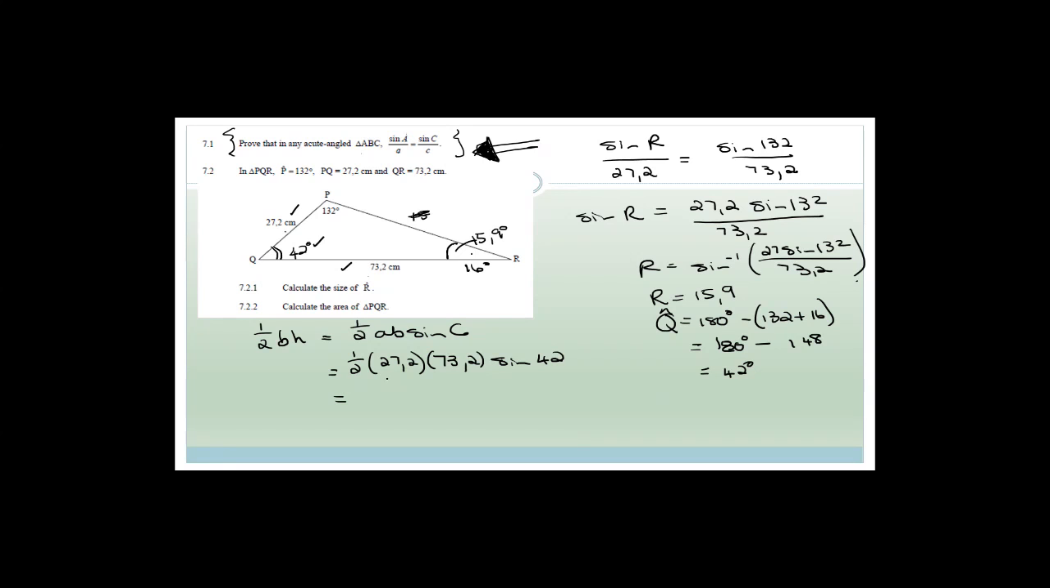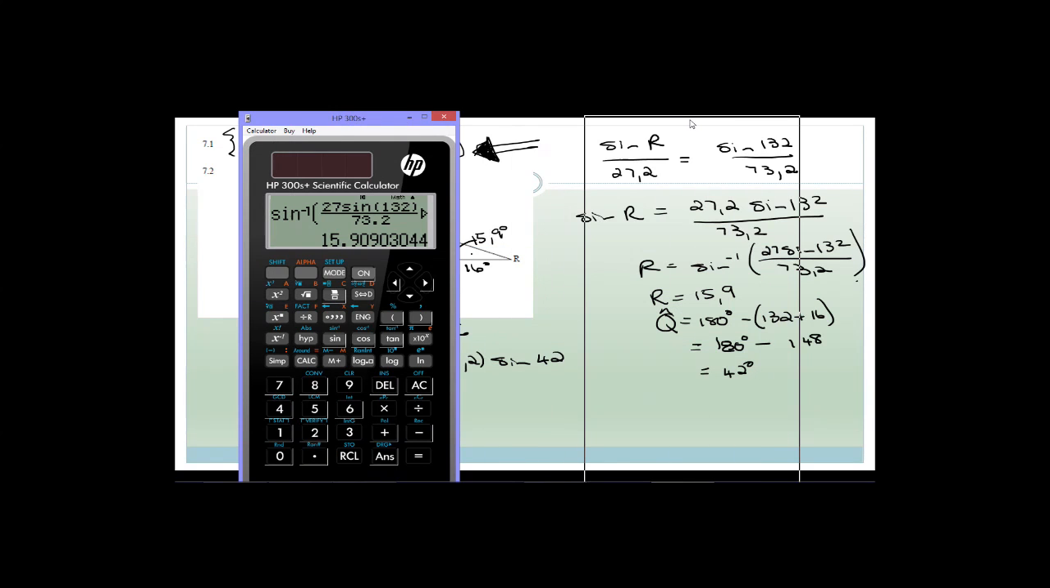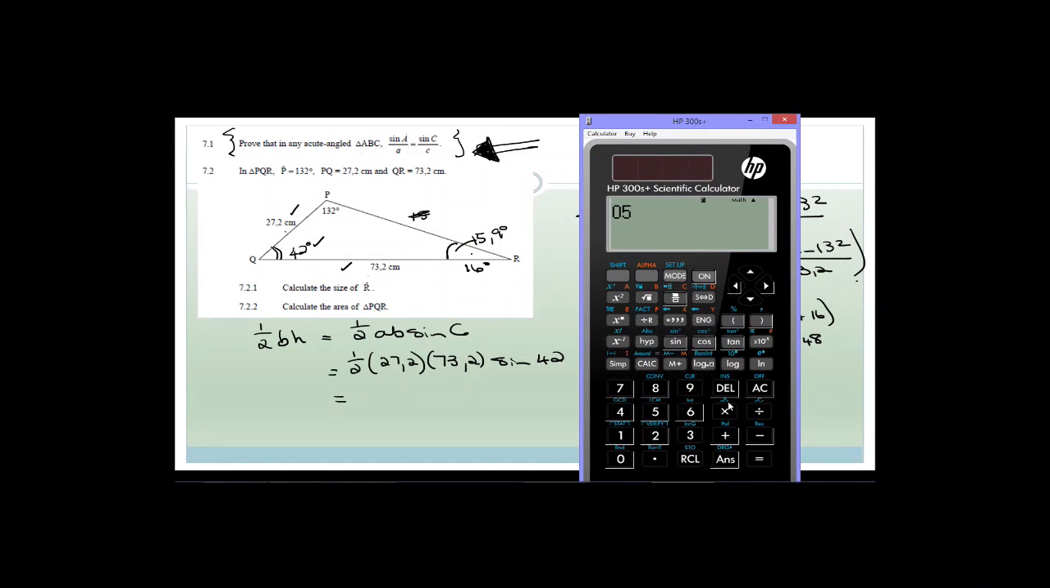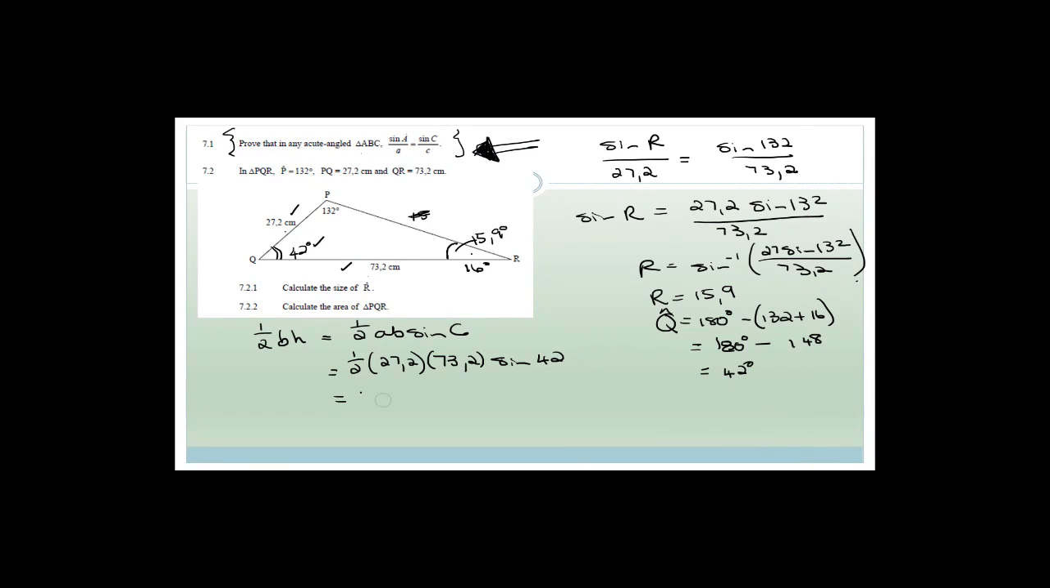Right, so let's find that out. Okay, so we're going to say that it's equal to 0.5 multiplied by 27.2 multiplied by 73.2 multiplied by sine 42, close bracket, equals 666.1413. So that's 666.13 centimeters squared. Right, and that's it for today, grade 11s.